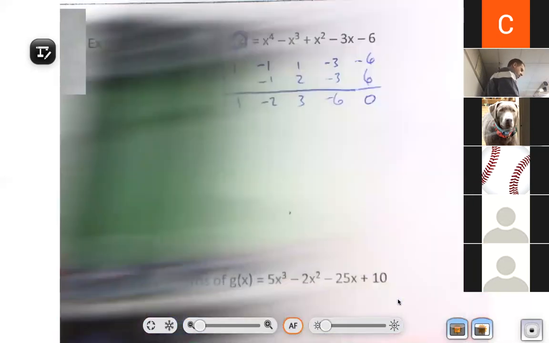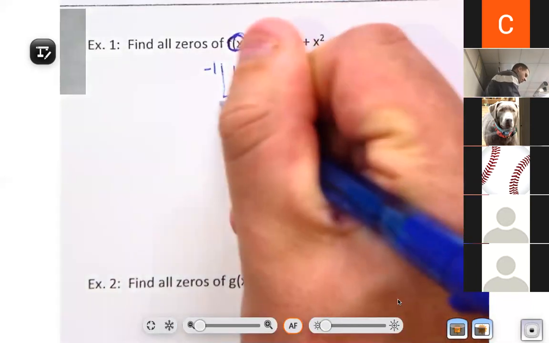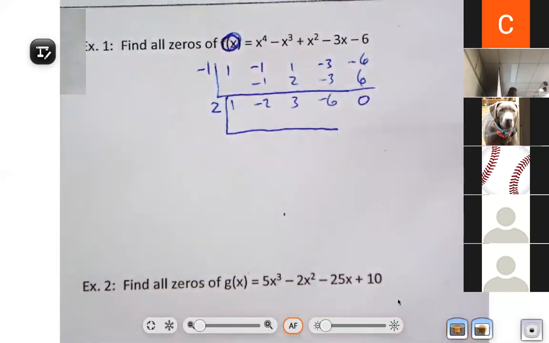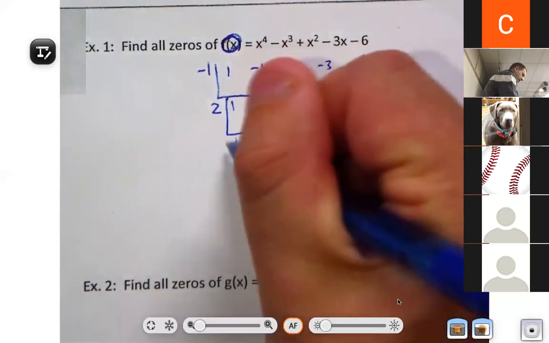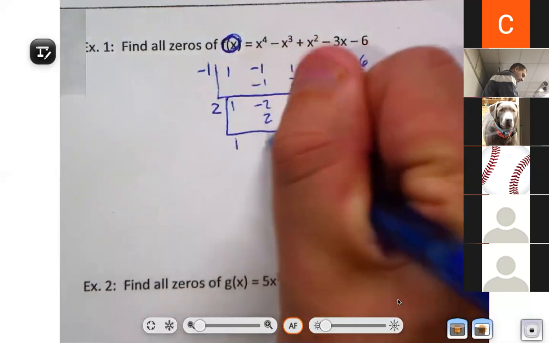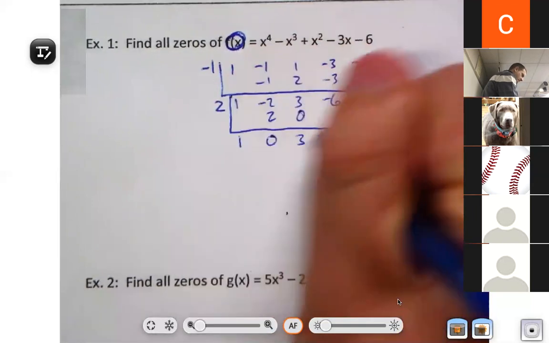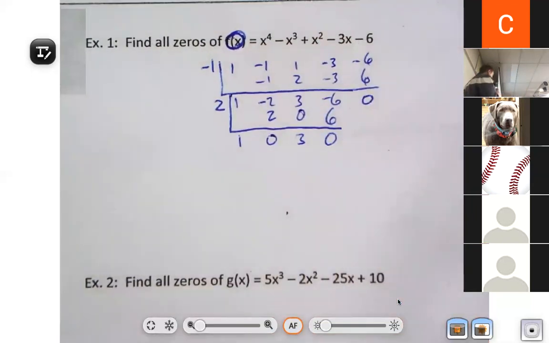So it is 2. And so that means I'm going to do a repeated synthetic division and put 2 on the outside. And this is going to get it down to a quadratic, and then you'll see what we do from there. Bring the 1 down, multiply, add, multiply, add, multiply, add. And then I'll wait, make sure we're all on the same page.